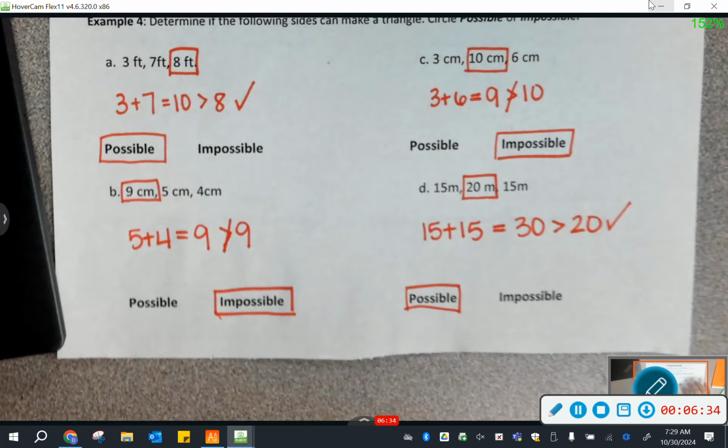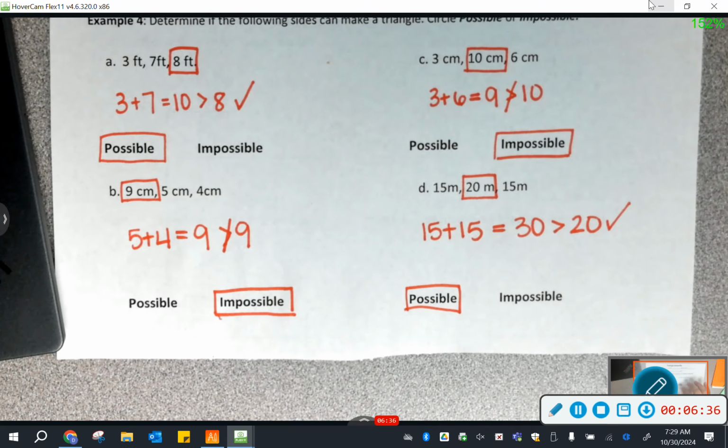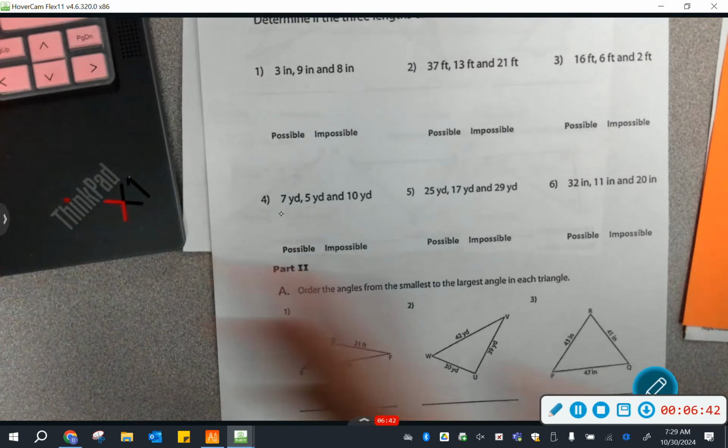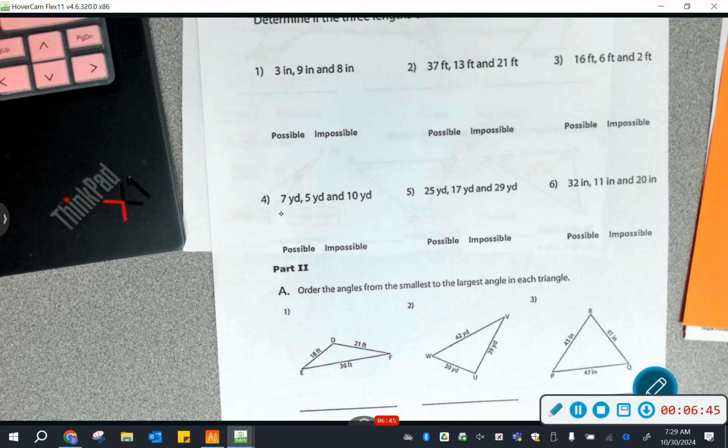What you are now going to do for 5 minutes is I want you to complete the front of this worksheet. You are doing the same thing. I'm going to take this for a grade. We are not, oh, let me wait till I get on.